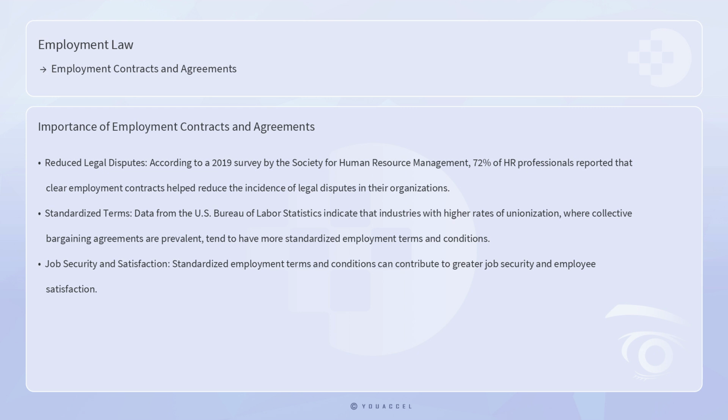Statistics underscore the importance of well-crafted employment contracts and agreements. According to a 2019 survey by the Society for Human Resource Management, 72% of HR professionals reported that clear employment contracts helped reduce the incidence of legal disputes in their organizations. Furthermore, data from the U.S. Bureau of Labor Statistics indicate that industries with higher rates of unionization, where collective bargaining agreements are prevalent, tend to have more standardized employment terms and conditions, which can contribute to greater job security and employee satisfaction.